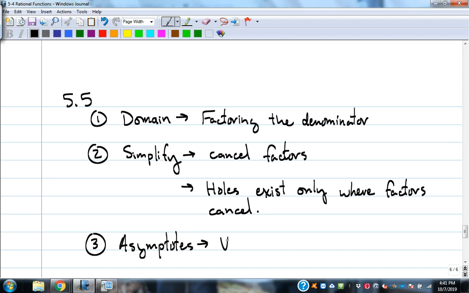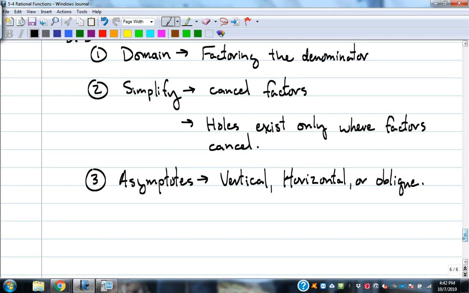Again, vertical, horizontal, or oblique, whichever ones they have, and it goes to the horizontals go to those rules, obliques go to those rules, verticals, pretty much every one of them is going to have vertical asymptotes.